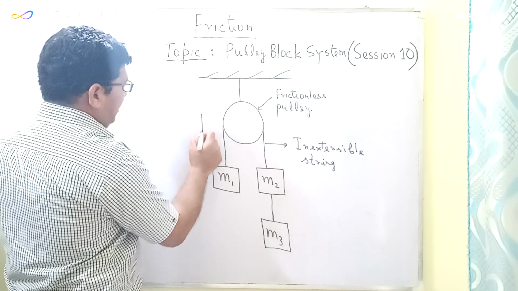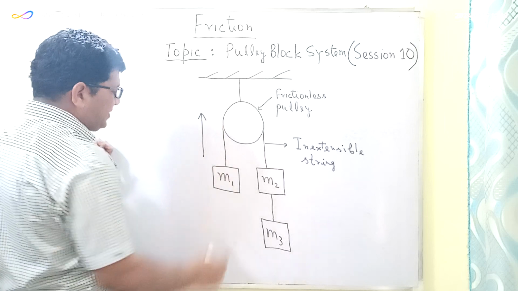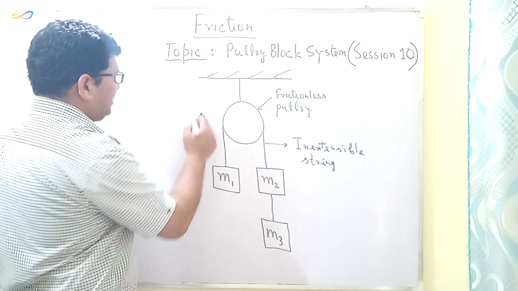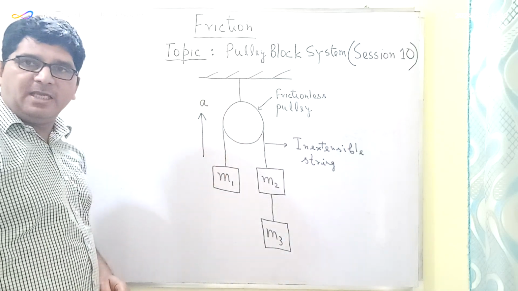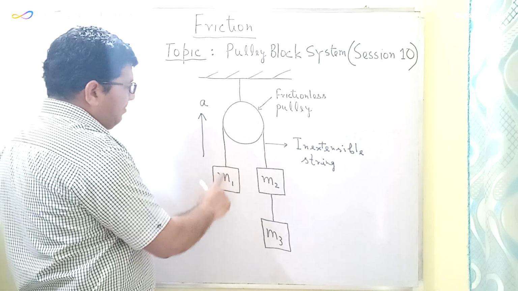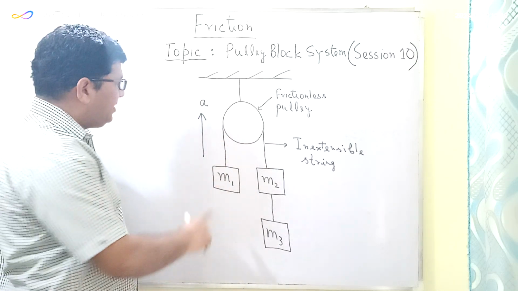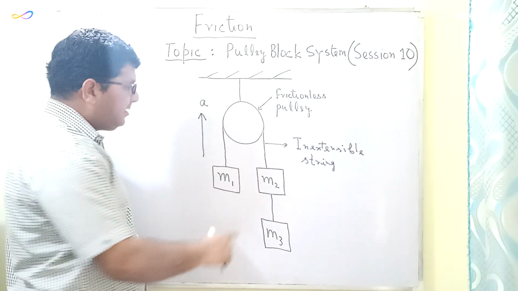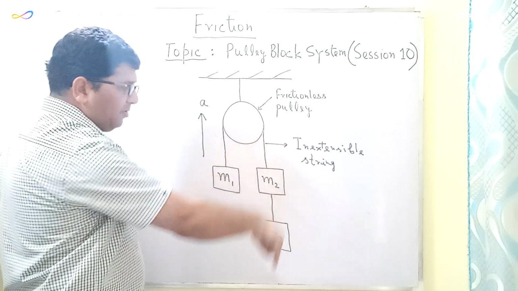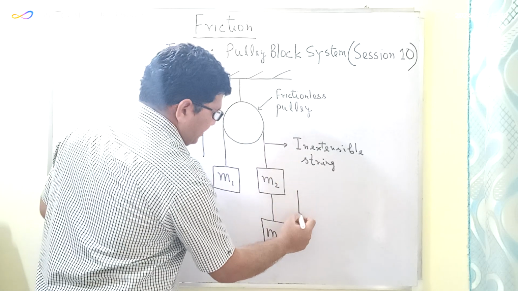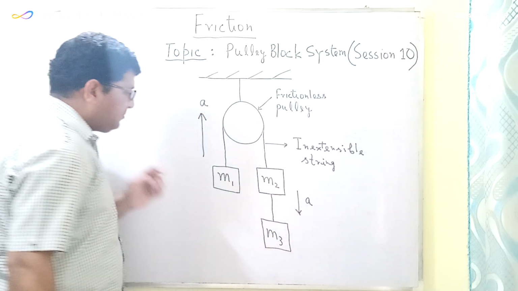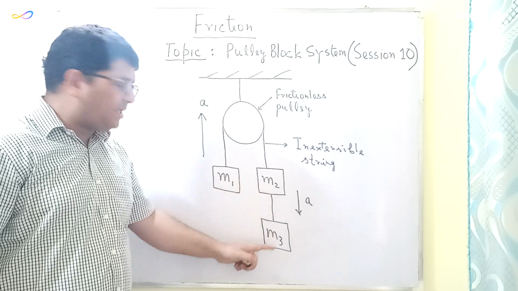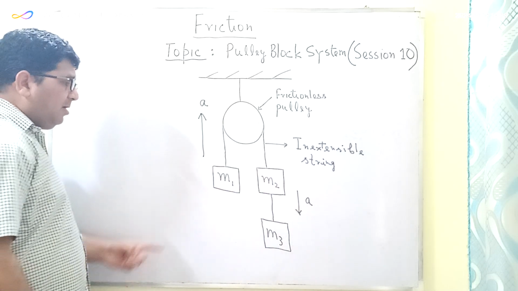Now, in this case, I am considering that mass m1 is moving in the upward direction with a common acceleration a. That means masses m2 and m3 will be moving downward with the same acceleration. Common acceleration means that the acceleration of mass m1, mass m2 and mass m3 will be the same.